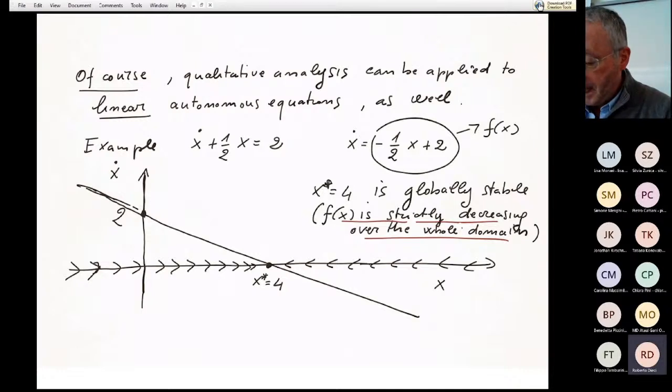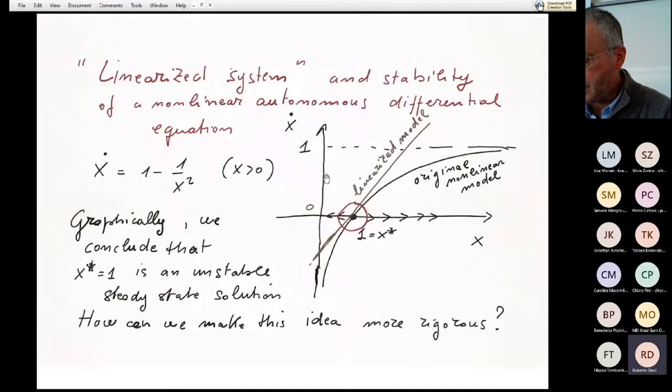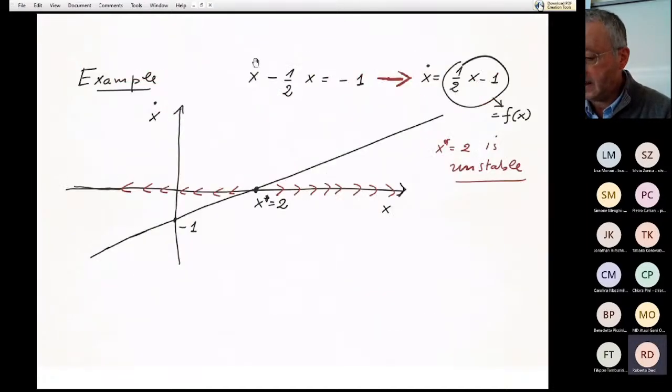Here is another example of a straight line. Linearization will be the subject of the next slide, but here is another example of a straight line which is positively sloped. It corresponds to the dynamical system x dot minus 1/2 x equal to -1, or x dot is equal to 1/2 x minus 1. This is f of x. The slope here is positive.